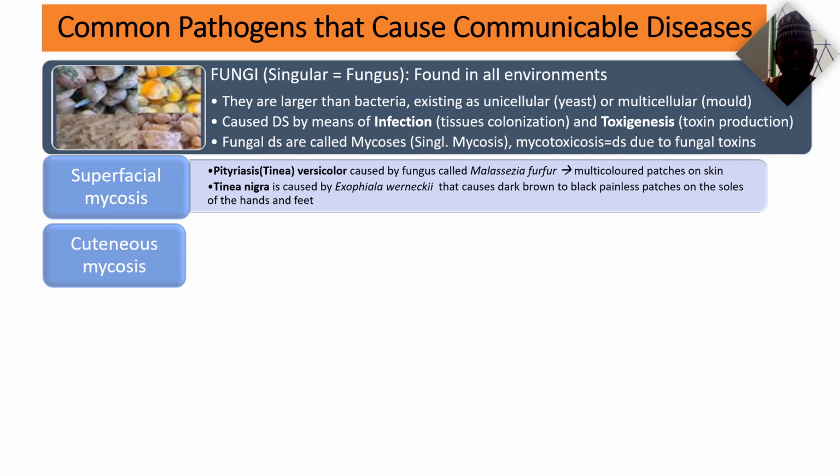Another example is Tinea nigra. Tinea nigra, as the name implies, nigra, black, is a superficial infection or superficial mycosis that causes dark to brownish painless patches on the soles of the hands and feet. So this particular infection is caused by a fungus known as Exophiala werneckii.